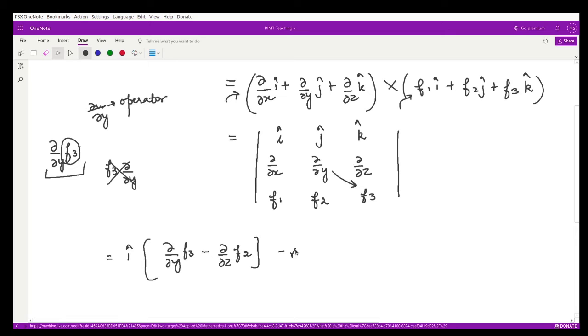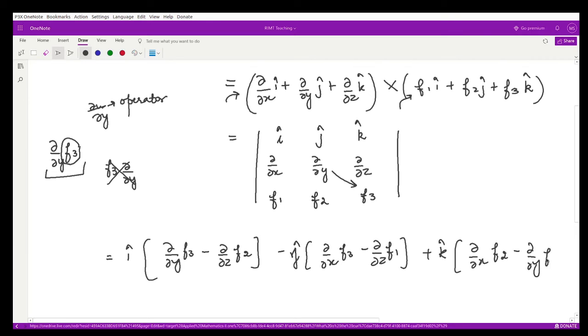Then the component for j, so we have minus j cap, then del by del x of f3 minus del by del z of f1, and then plus k cap of del by del x of f2 minus del by del y of f1. So this is the curl of a vector f.